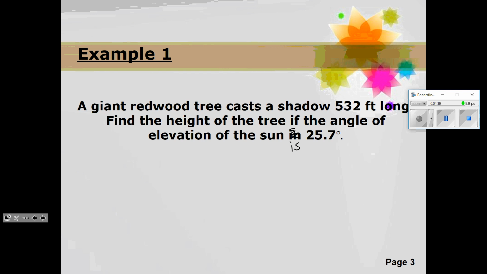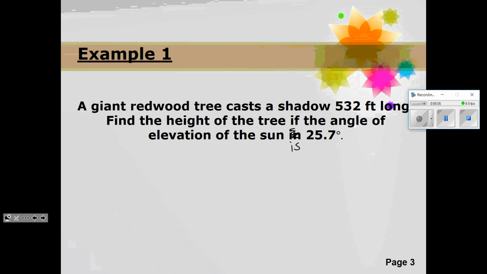Okay, and I want you to think about where's the shadow? Is the shadow going down? Where is the shadow located? If I stand out on the sidewalk right now, where's my shadow? It's on the ground. Does that make sense? Well, if I cast a shadow, the shadow is on the ground.